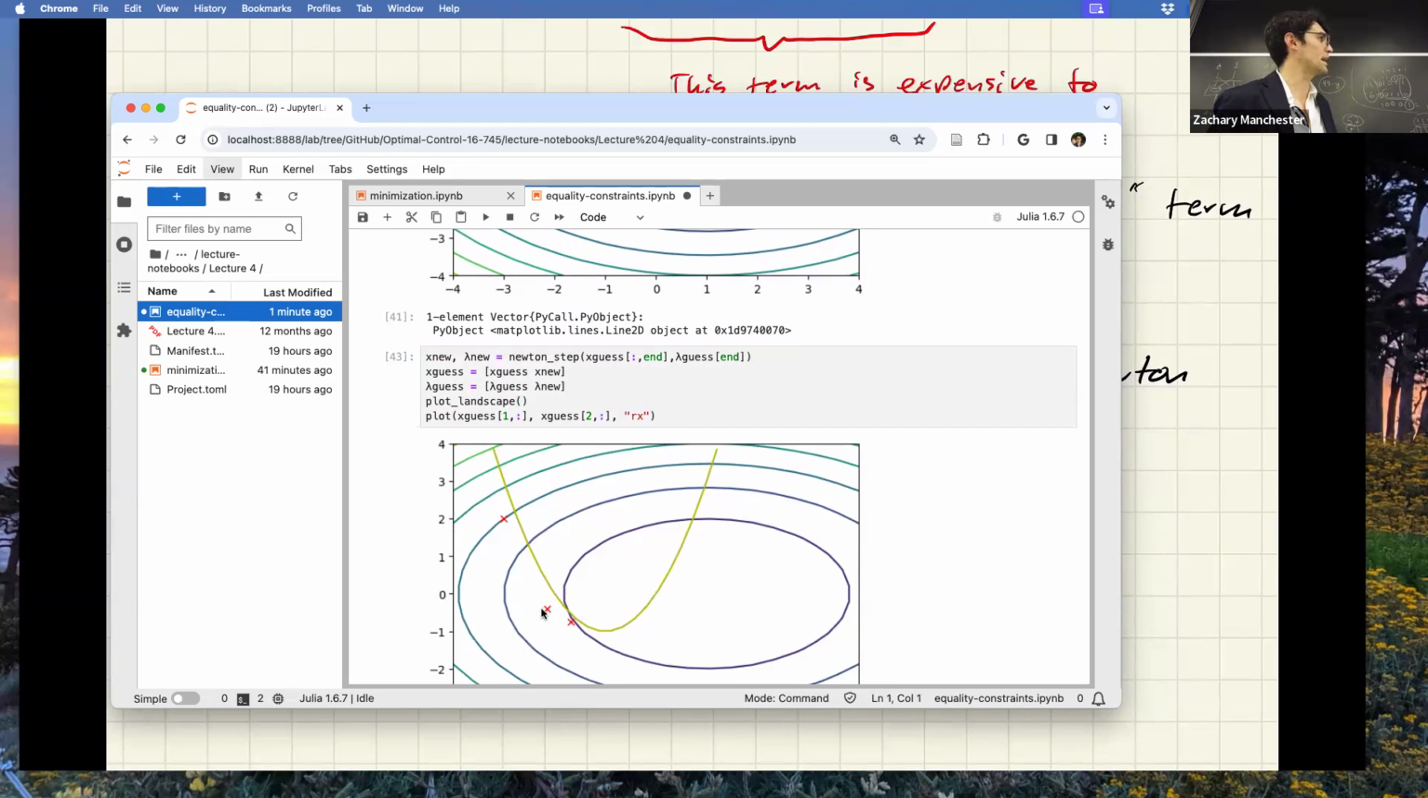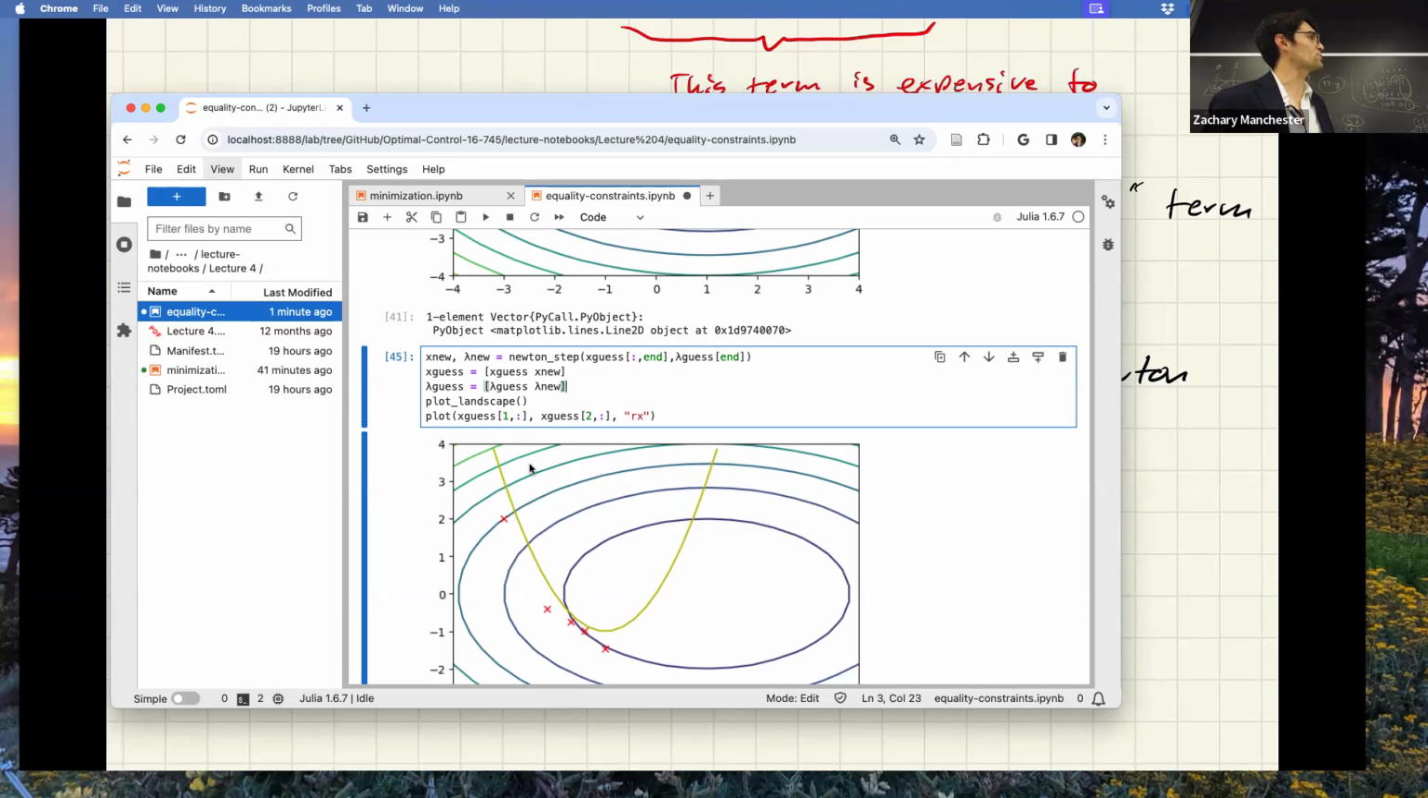Cool. Making progress, getting close to the constraint, right? But going towards the minimum. Take another step. That sort of makes sense too, right? Tangent line towards the optimum. What happened there? It went backwards, kind of in the wrong direction.